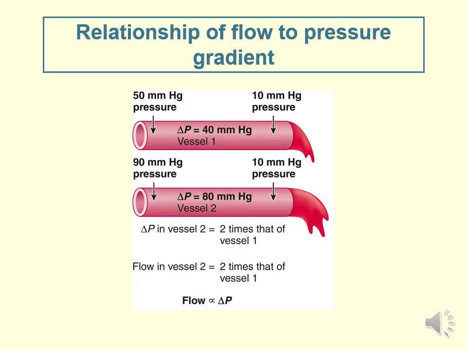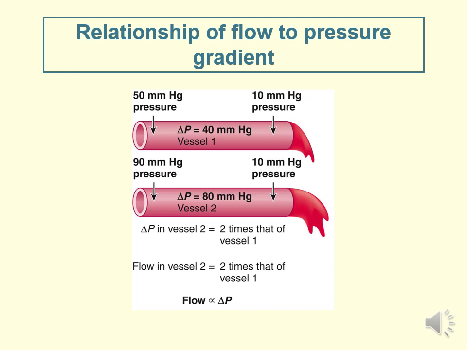This slide shows the relationship of flow to the pressure gradient, which is what I was just talking about a minute or so ago. Here we've got two different vessels with two different pressure gradients in them. In the first one, we've got a pressure at one end of the vessel of 50 millimeters of mercury and a pressure at the other end of 10 millimeters of mercury. So the gradient from the left-hand side to the right-hand side of this blood vessel is 40 millimeters of mercury, just 50 minus 10. So in vessel 1, our pressure gradient is 40 millimeters of mercury.